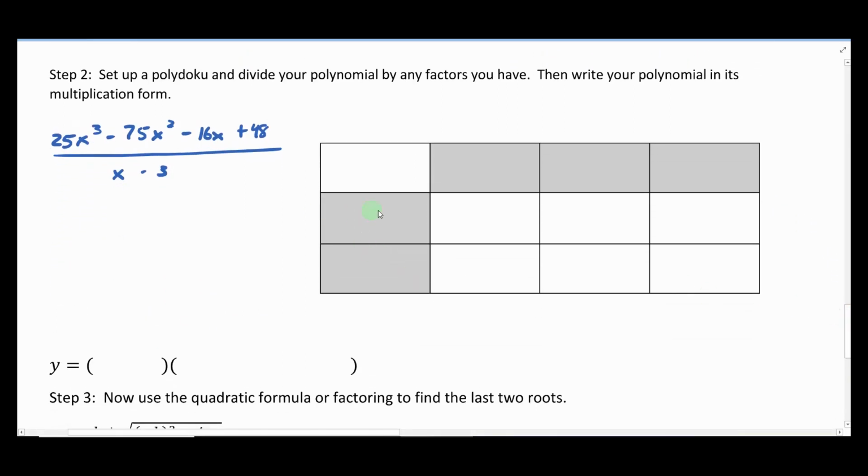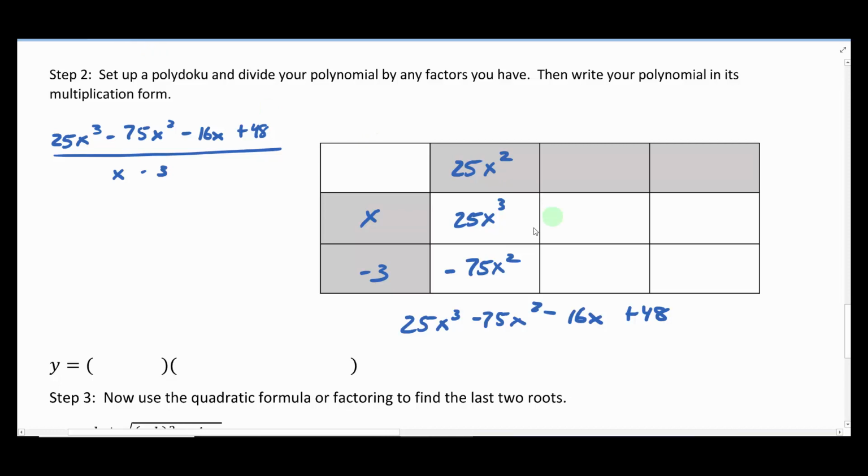So here we go. We're going to put the x minus 3 here along the side, write our 25x cubed minus 75x squared minus 16x plus 48 here across the bottom. Okay? So 25x cubed will go in that first box, and we're going to need something times x to give us 25x cubed. Well, that's got to be 25x squared. Then we multiply it down, that's going to be negative 75x squared.